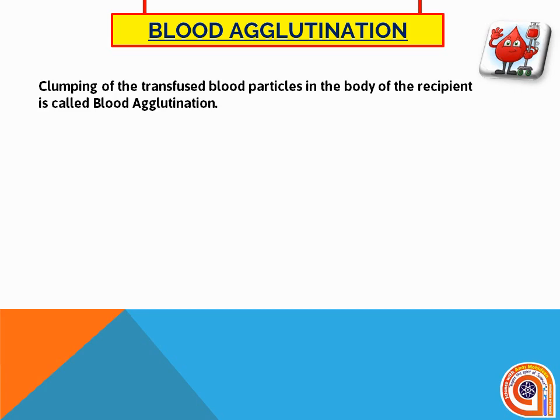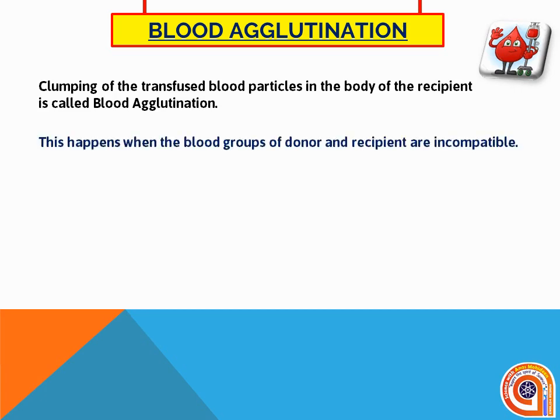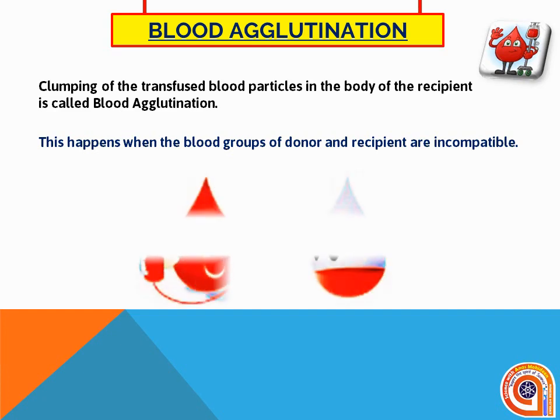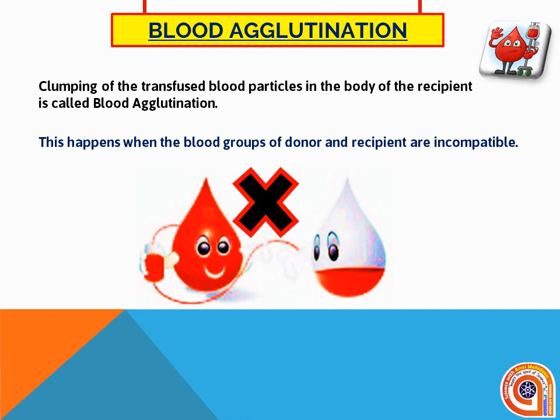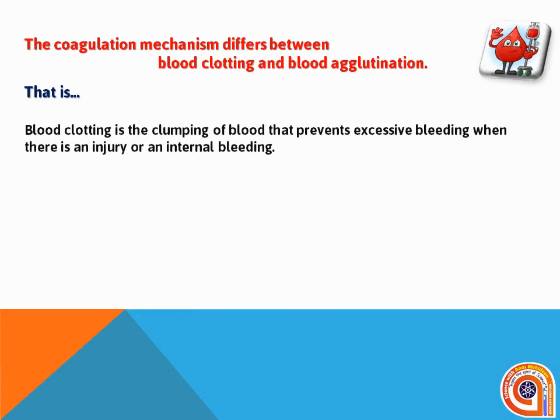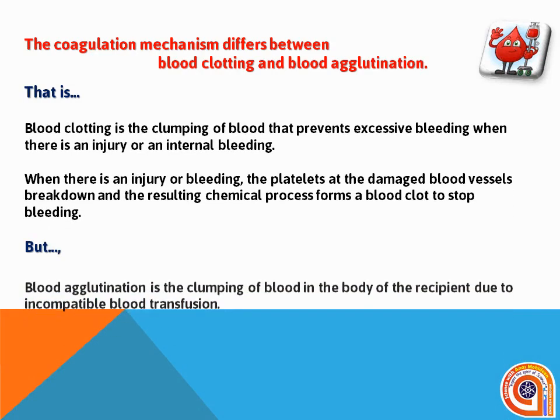In the same way, let me take blood group AB. AB could be donated only to AB, but we are going to transfuse this AB to a person having either A or B or even O. Now the transfused blood starts clumping inside the body of the recipient, and this is what we term as blood agglutination. So accordingly, this happens when the blood groups of donor and recipient are incompatible, when blood compatibility is not considered.